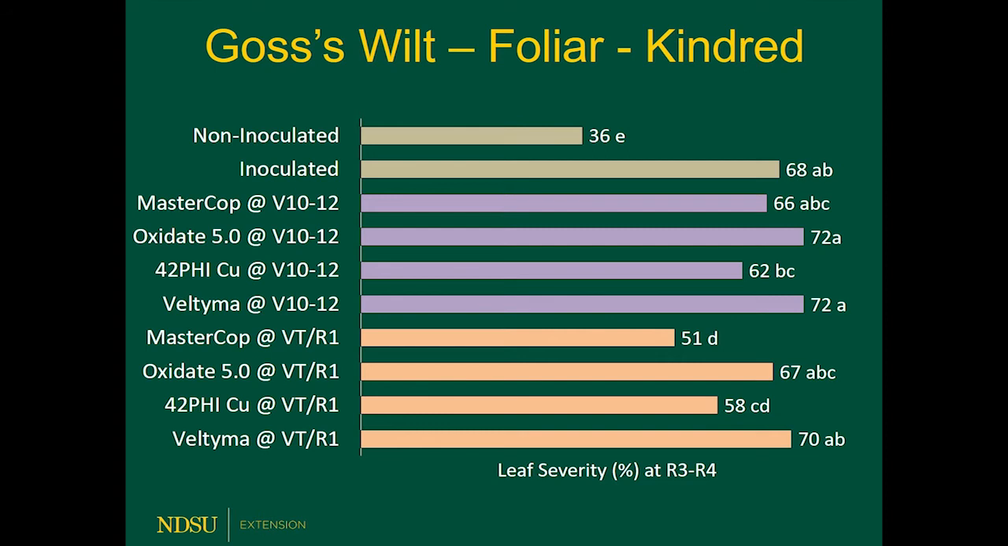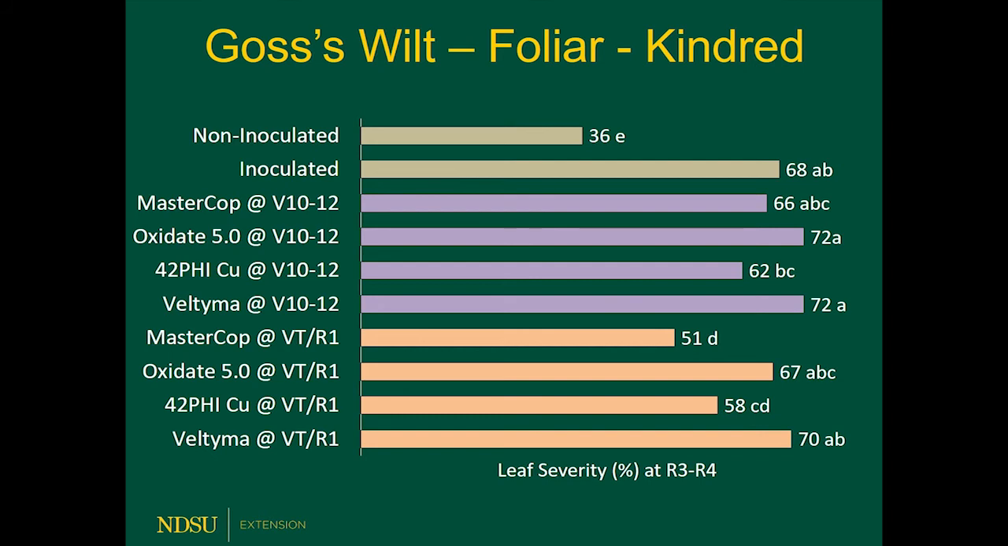Now, the top 2 is our checks, so the non-inoculated and inoculated. As expected, our non-inoculated had the lowest amount of disease severity across all the treatments. But compared to the inoculated check, we had some interesting results. First of all, the treatments of Friskop and 42 phi, either at V10 or V12 or at VT or R1, seem to provide disease suppression. And this is noticeable in the plots too, where you could see that disease didn't take off as quickly. However, by season's end, it looked like the disease was able to outrun the residual of any of those products.